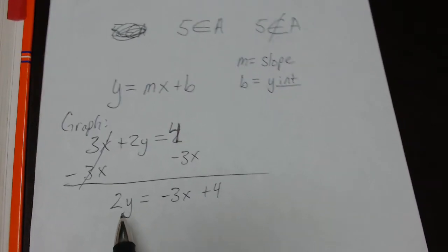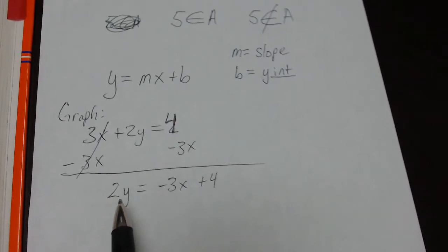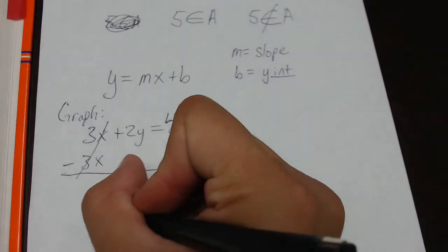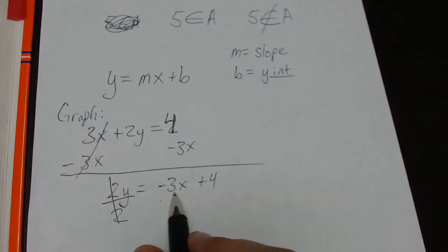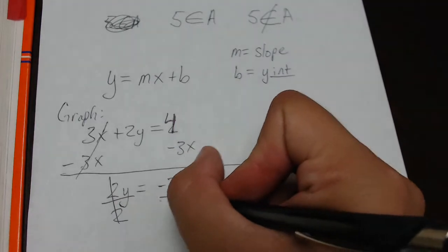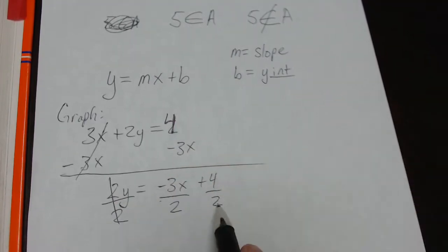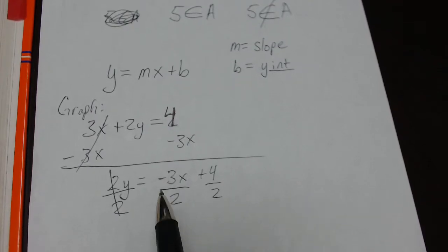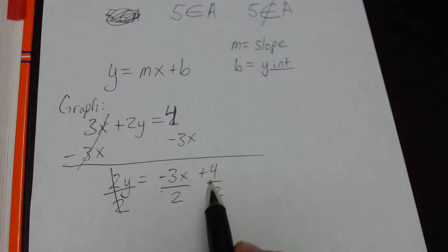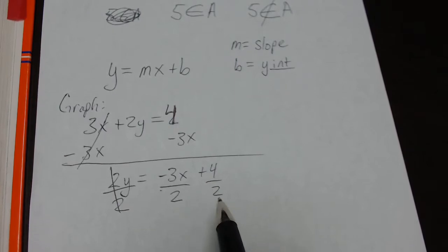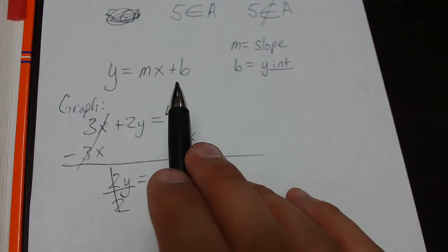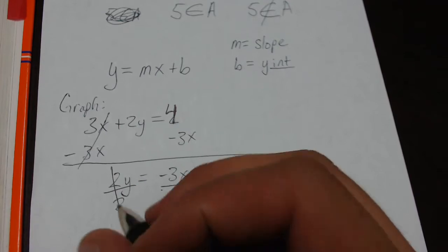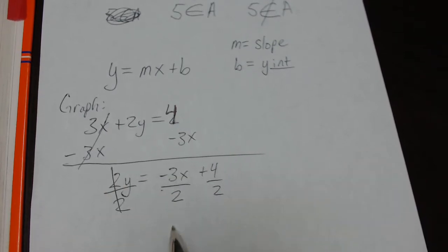Now, I'm not done though, because I still have this 2 next to the y. So I'll go ahead and divide by 2. Now, on this right side, in order to make this easy, I'm going to divide each piece of the polynomial by 2. That makes it very easy to get it in y equals mx plus b form. Because what we see here is negative 3 over 2, that can't reduce. However, 4 over 2 can reduce. So if I write it as 2 separate fractions, it helps me get to this form easier. And I'm not breaking any rules of algebra by doing this.